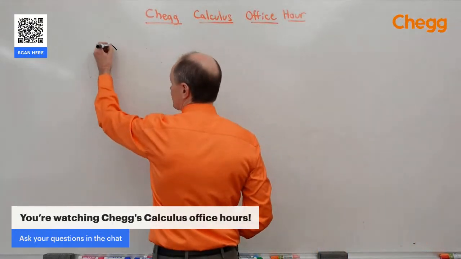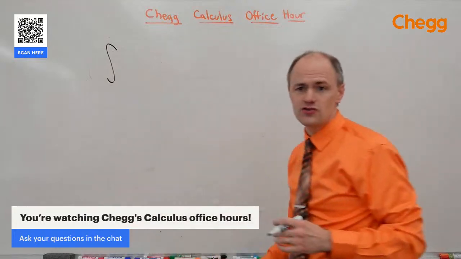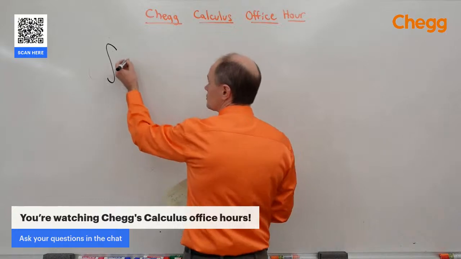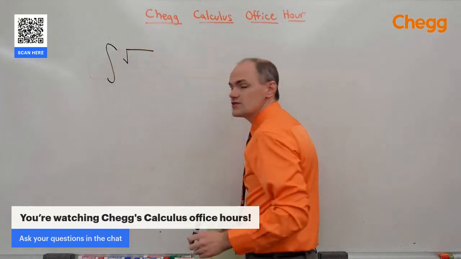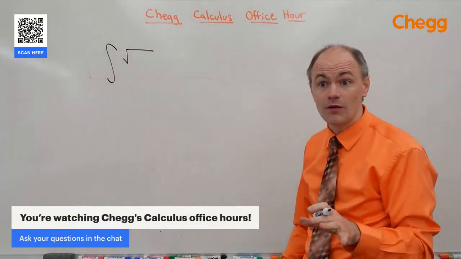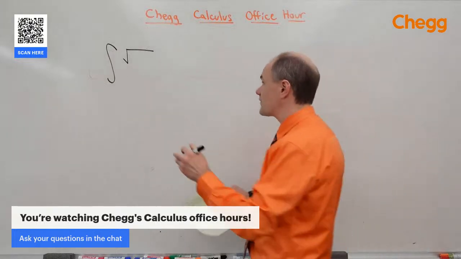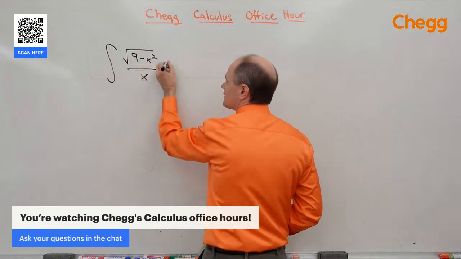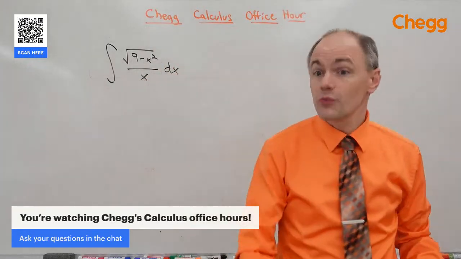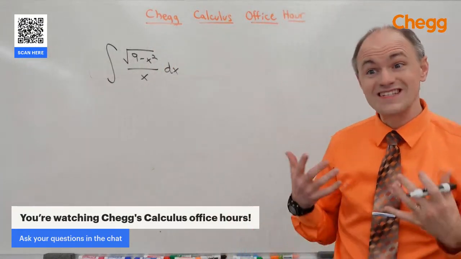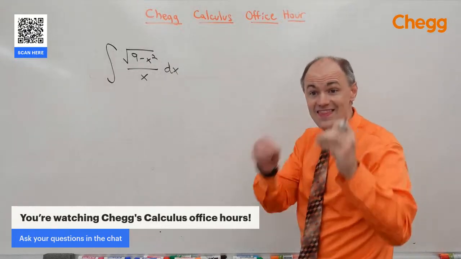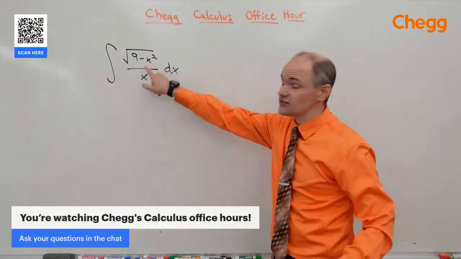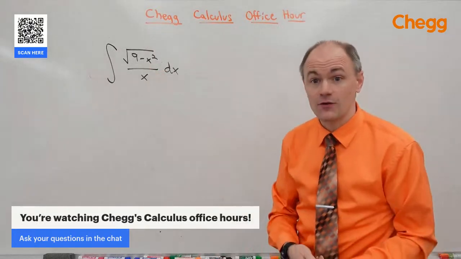When do you use trig substitution? How do you know to use trig substitution? That's a great question. The way we know how to use trig substitution is whenever there's a square root that's really annoying in the problem that we want to get rid of. So if I've got the square root of 9 minus x squared over x dx, it would be really nice if that square root was not part of the problem. That's what we're trying to do with trig substitution. We're trying to get rid of that square root using one of our Pythagorean identities.